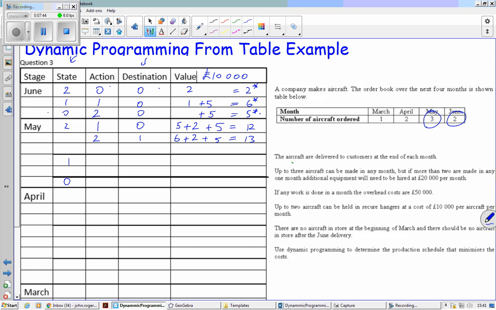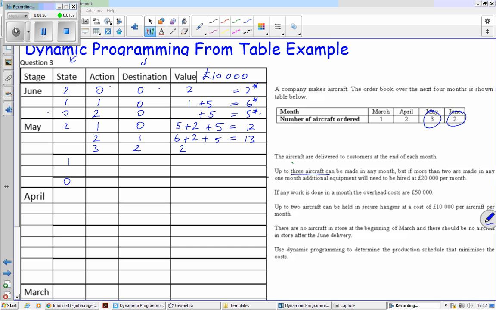Okay, so of course it does say we can make up to 3 aircraft. If we are making 3 aircraft, then there's going to be 2 held in storage for the following month. Now that means that we're pulling down the 2. Remember, we're working backwards here, but we're pulling the 2 from before, which means we're going to get a 2 star coming in from there. Okay, so that means we've got a 2 from there.